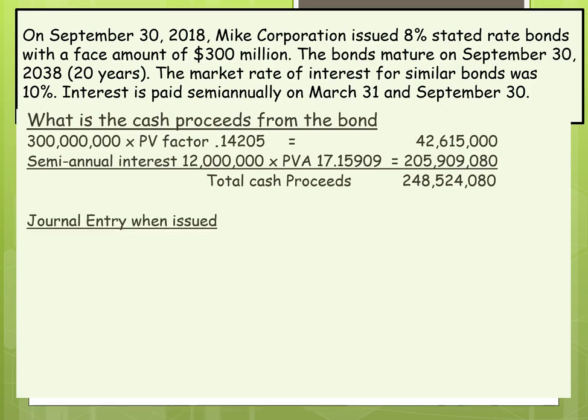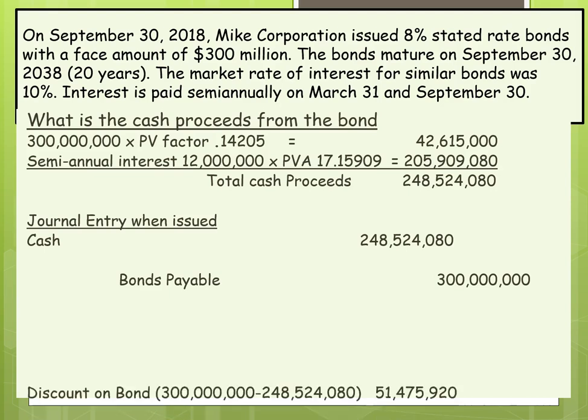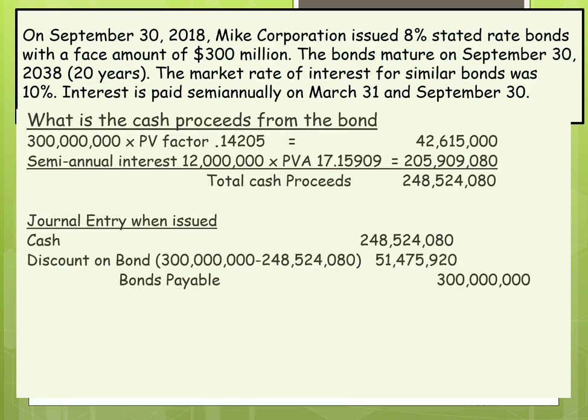What's our journal entry? Well, bonds payable is going to be $300 million. Cash is going to be the $248,524.80 that we came up with, and the difference will be discount on bonds.